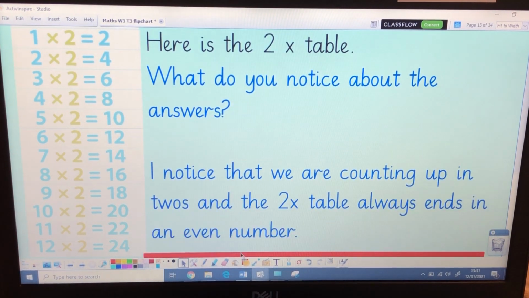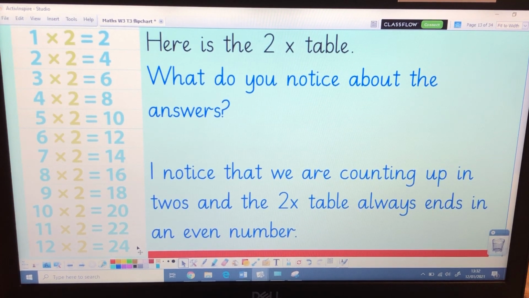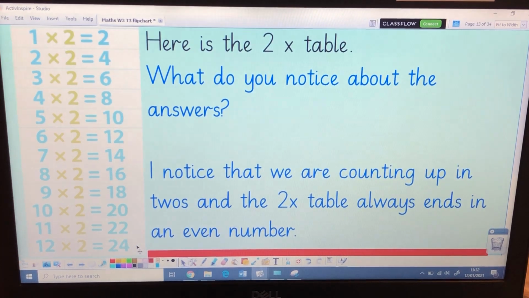Okay, are we ready? So, I notice that we're counting up in twos. Can you see? 2, 4, 6, 8, 10, 12, 14, 16, 18, 20, 22, 24. And I also noticed that the 2 times table always ends in an even number because we know that even numbers end in 0, 2, 4, 6 and 8.